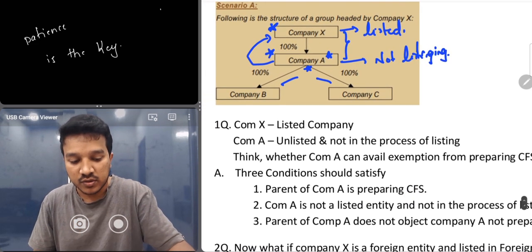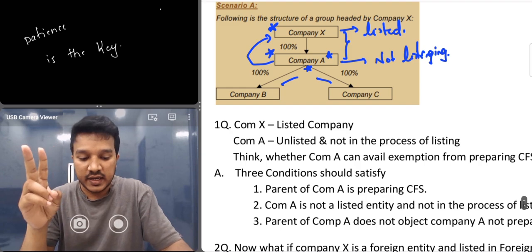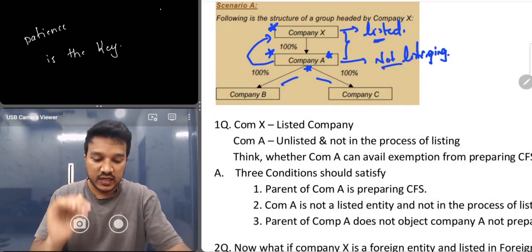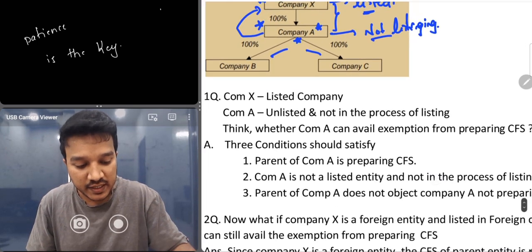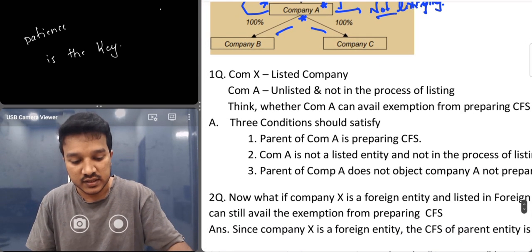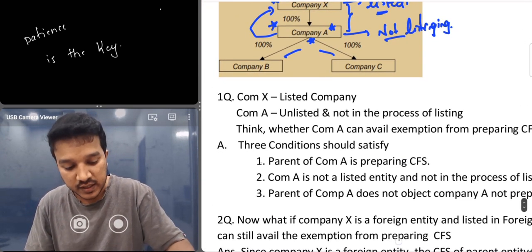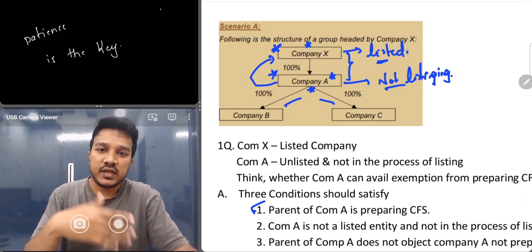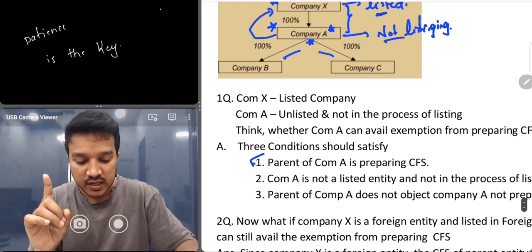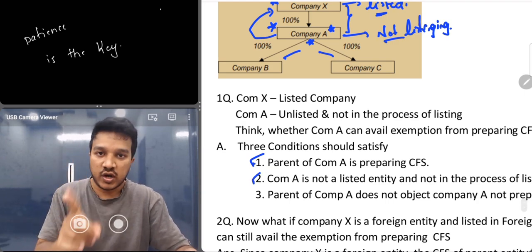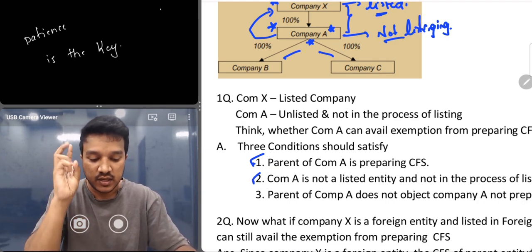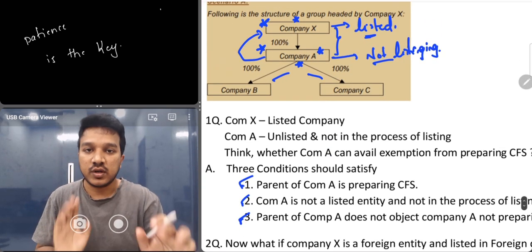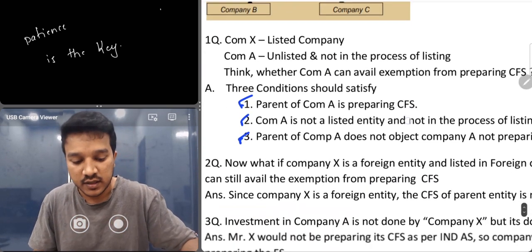Okay, let's see. Here it is clear, X is a listed entity and A is a non-listed entity. This one is a listed entity and this is not a listed entity. We are clear there. Company A can avail exemption from CFS. Are the three conditions satisfied or not? Parent of company A is preparing. So here we should know whether company X is preparing or not. In case company X is preparing, then the first condition is satisfied. Company A is not a listed entity, and not in the process of getting listed. The third is that the parent of company A does not object. None of the parents should object. If these three conditions are satisfied, then it can claim exemption.